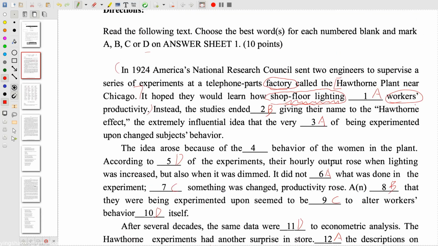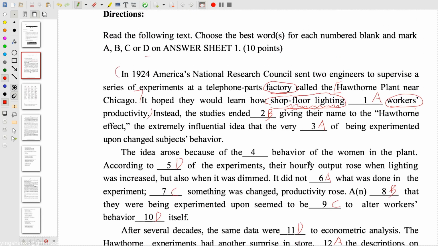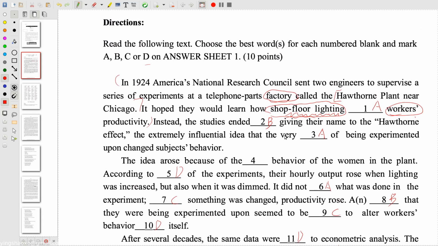In my opinion, I think that this article is just about how people try to prove a theory by doing some experiments, and they found it's hard to actually prove it right. It's hard to say that this theory is absolutely right. So this is the main idea of this article.